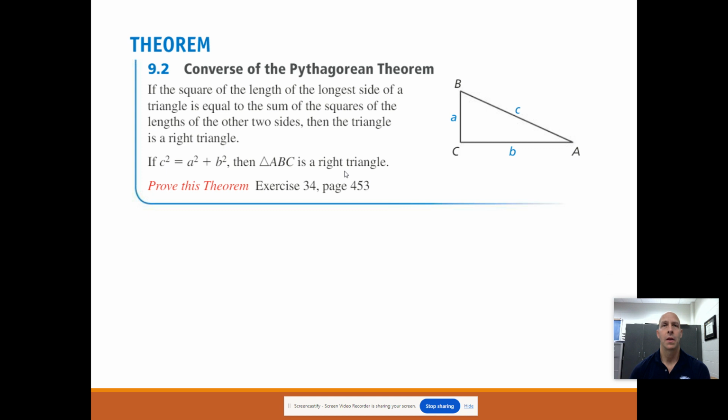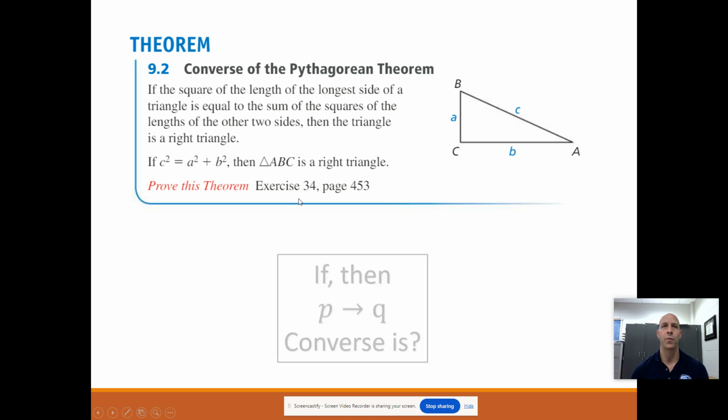Okay, now this is the new stuff for the lesson today. It's the converse of the Pythagorean theorem. And we already mentioned the Pythagorean theorem. So the converse, remember the converse, what do we do?